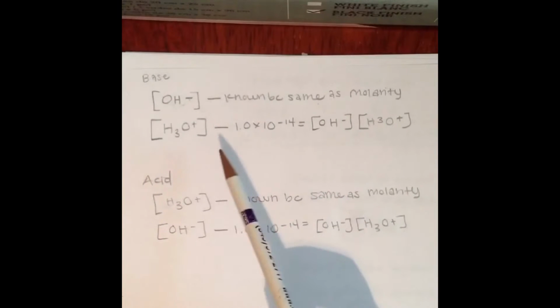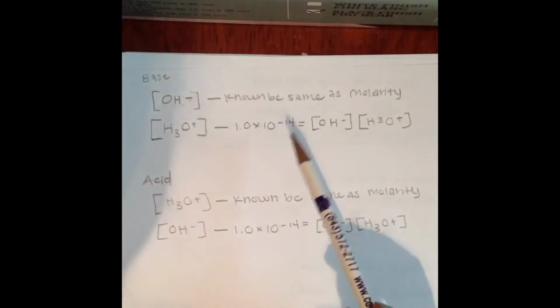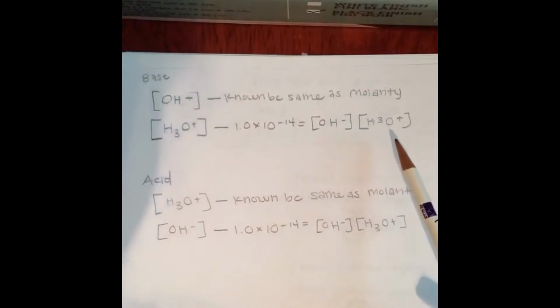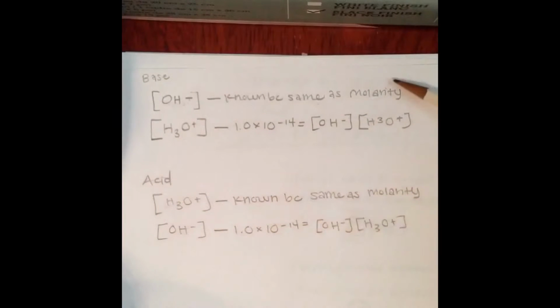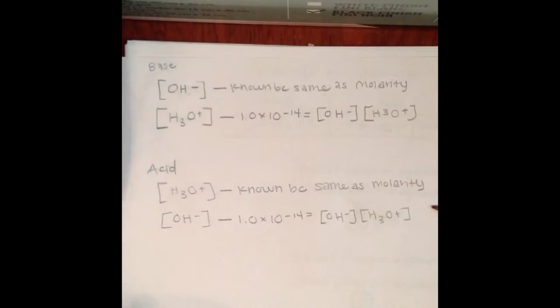Then, to calculate the hydronium ion, you use the formula 1 times 10 to the negative 14th equals the hydronium ion concentration times the hydroxide ion concentration. And because you know the hydroxide ion concentration, you can find the hydronium ion concentration. And the same applies for the acid.